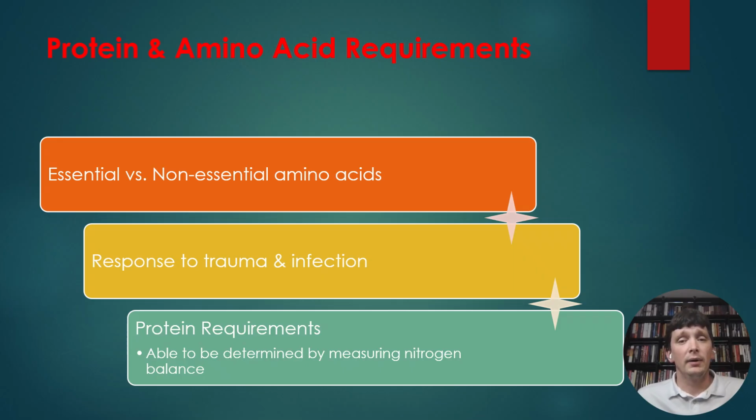Protein is made up of amino acids, and we need certain ones from our diet. These ones are called the essential amino acids. Others can be made by our bodies and often are considered non-essential. When we are sick or injured, our bodies break down protein faster, so we need more to recover.